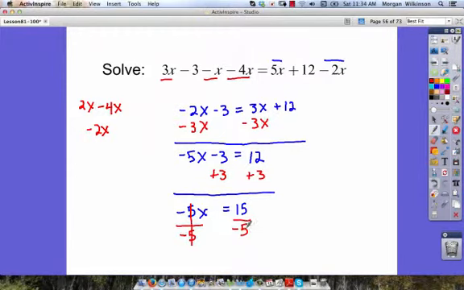15 divided by negative 5, well that's negative 3. So we've got our answer. X is equal to negative 3. We could check our work by substituting this value back in for each of our x variables to make sure the left side equals the right side. It does. We've got the correct answer. You know it's correct, and you can move on to the next question.